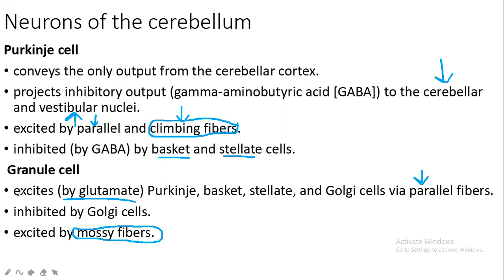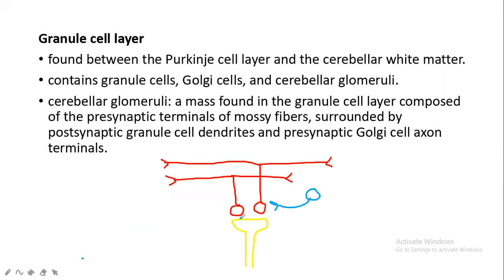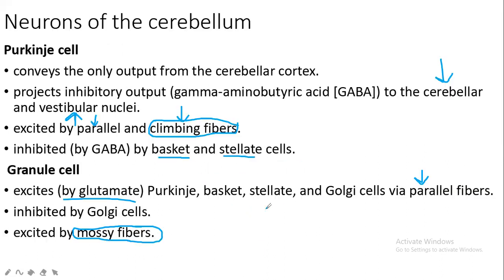And the granule cells in turn are inhibited by the Golgi cells. They are excited by the mossy fibers, like I've shown here. They're excited by the mossy fiber and then inhibited by this Golgi neuron.